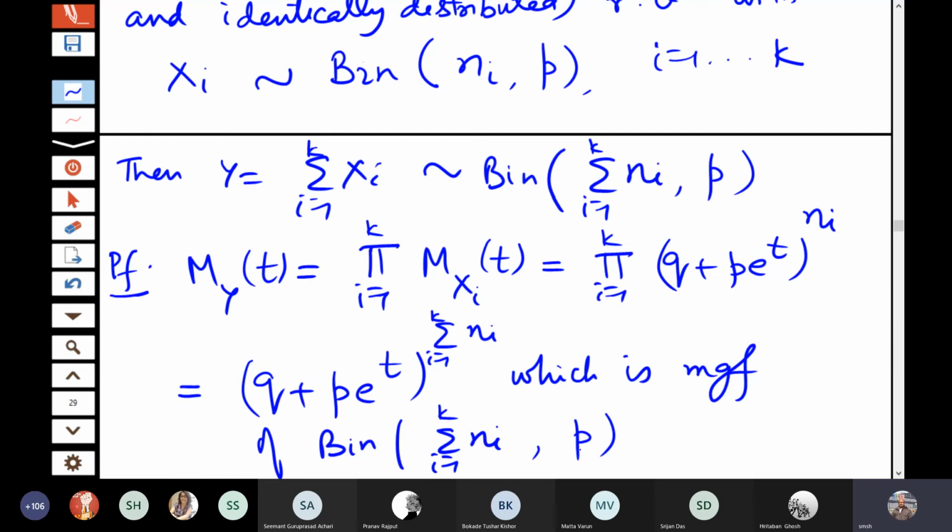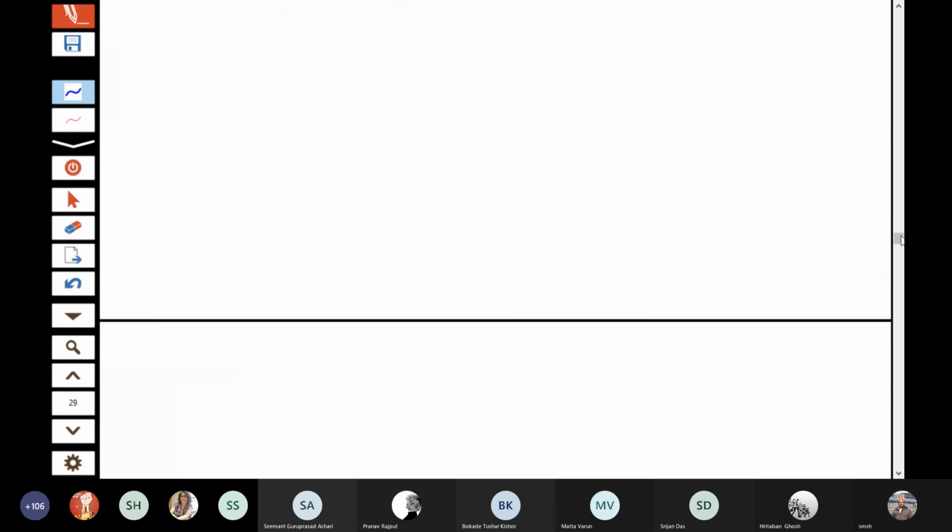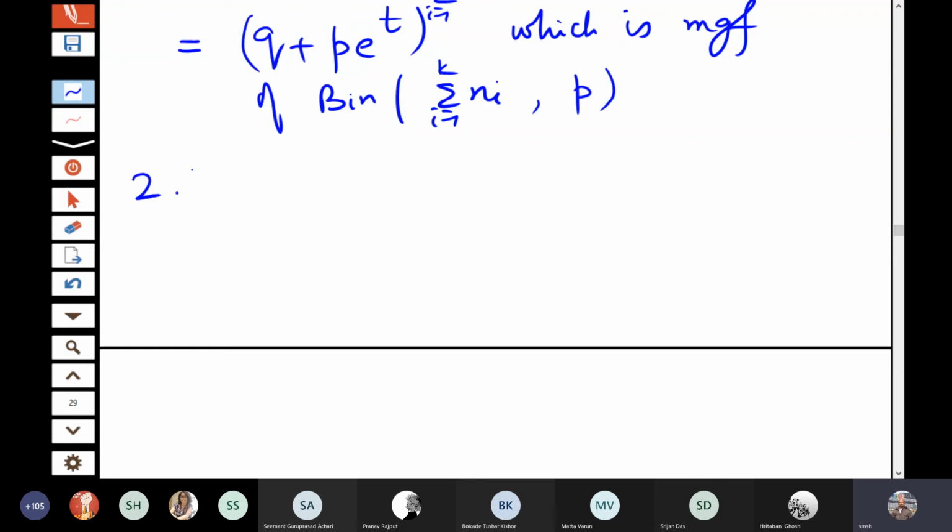You can physically interpret it like this: if I have n1 trials and x1 is the number of successes in n1 trials, x2 is the number of successes in n2 trials, then x1 plus x2 will denote the number of successes in n1 plus n2 trials. If the trials are done independently, then it is nothing but a binomial distribution. So we can prove it easily using this additive property. We have the additive property of other distributions also in a similar way.